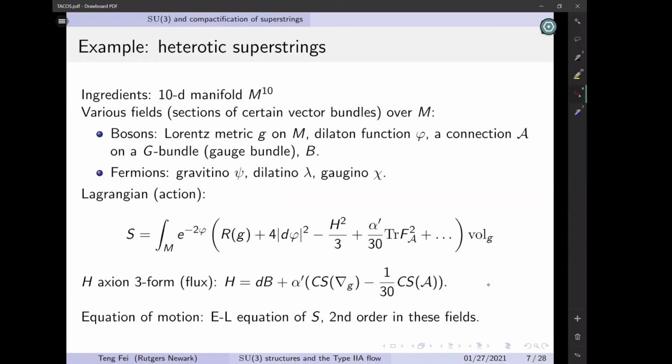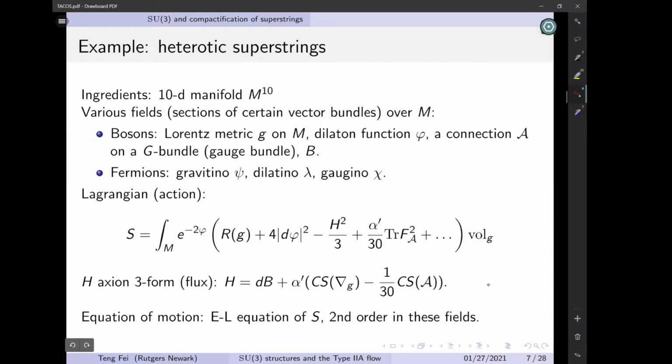So now I want to give more detail about this procedure. So let me take the heterotic superstrings as an example. As I mentioned before, in superstring theory there are many ingredients. The first one is a 10-dimensional manifold. Let's call it M, okay? And there are various fields. You think of them as sections of certain vector bundles over M. They are both bosons and fermions.